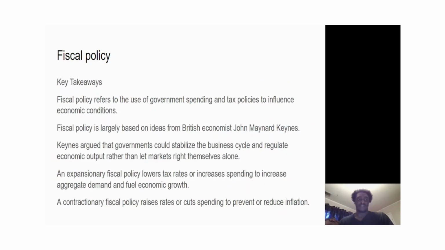Fiscal policy key takeaways. Fiscal policy refers to the use of government spending and tax policy to influence economic conditions. Fiscal policy is largely based on ideas from British economist John Maynard Keynes. Keynes argued that governments could stabilize the business cycle and regulate economic output rather than let markets right themselves alone. An expansionary fiscal policy lowers tax rates or increases spending to increase aggregate demand and fuel economic growth. A contractionary fiscal policy raises rates or cuts spending to prevent or reduce inflation.